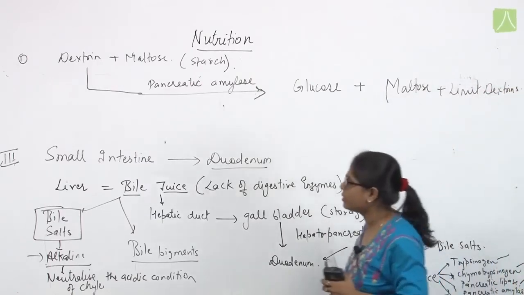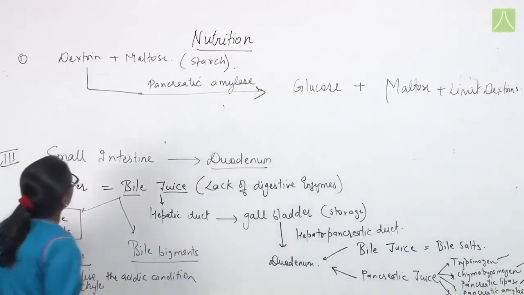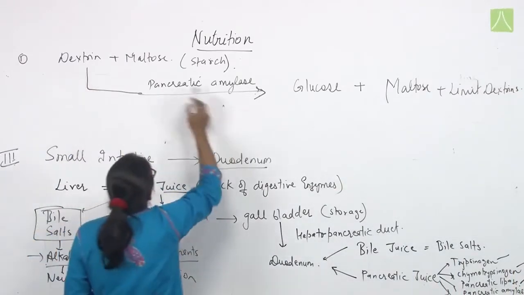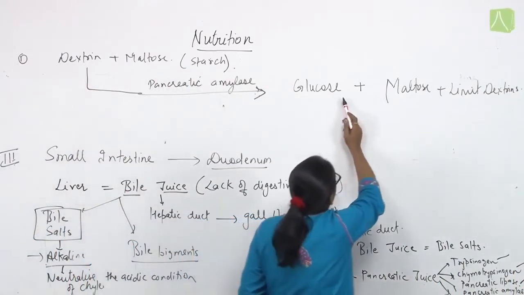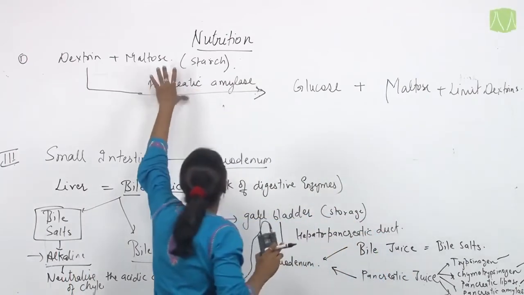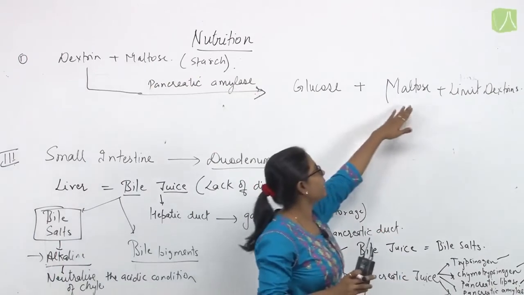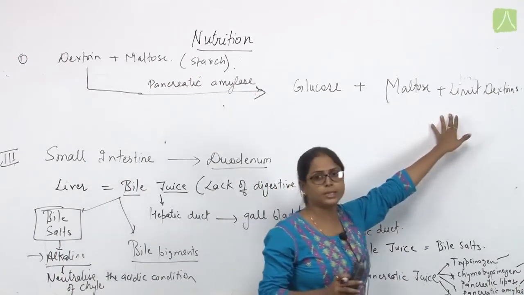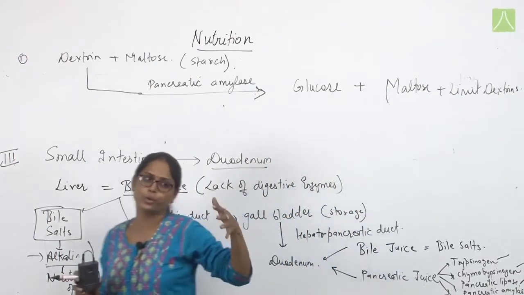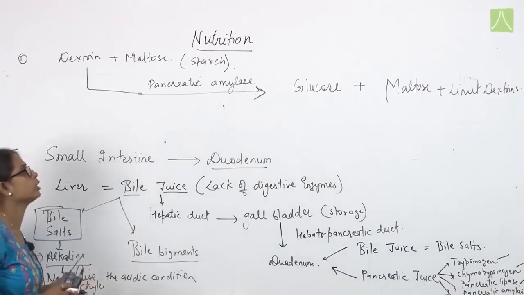right? That means we get different or simpler molecules. From maltose we get glucose, but dextrin, since it is a long chain of glucose, we get maltose from it and also the limit dextrin, that means the smaller chains of glucose molecules.